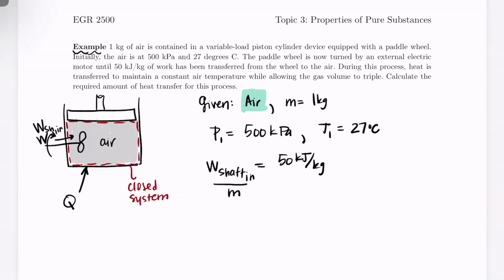So that is specific shaft work, right? Because work should have units of kilojoules. So since we're given kilojoules per kilogram, that's specific. So we can get to just work by multiplying it by the mass. So we have 50 kilojoules per kilogram times our mass, which is 1 kilogram. So 50 kilojoules. Okay.